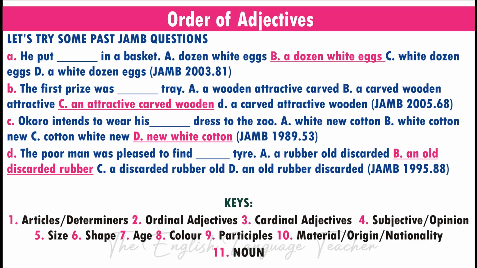Now the next question is question D. The poor man was pleased to find dash tire. So the correct option is option B, an old discarded rubber tire. How did we get that? An is an article, which is number 1. Old is age, which is number 7. Discarded is participle, which is number 9. Then rubber is material, which is number 10. So we have 1, 7, 9, 10. That is the correct order.